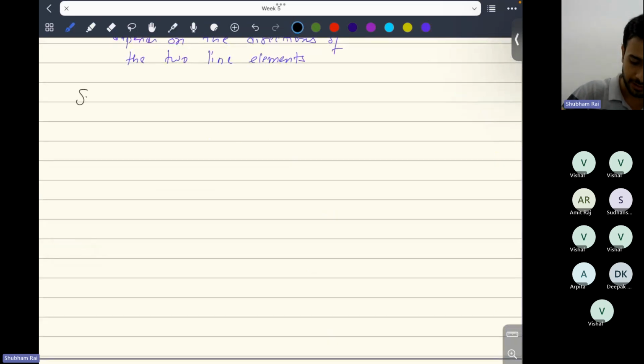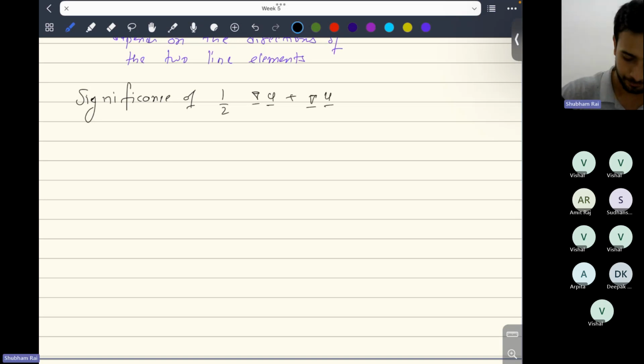So I can just write the significance of half of grad u plus grad u transpose. This is known as the infinitesimal strain tensor, which is denoted like this.